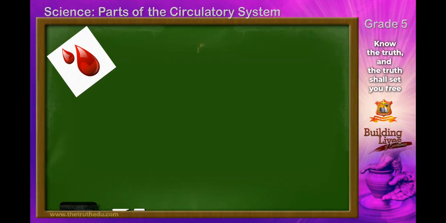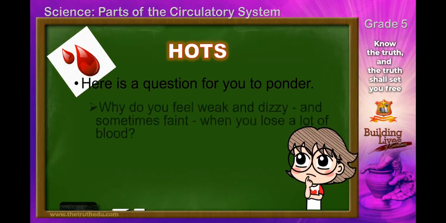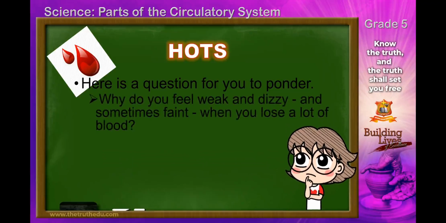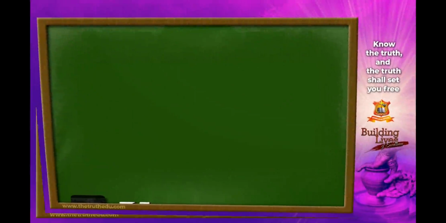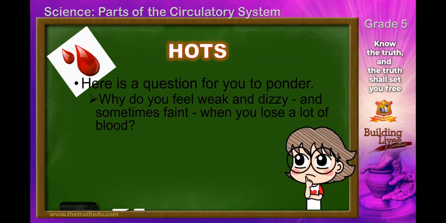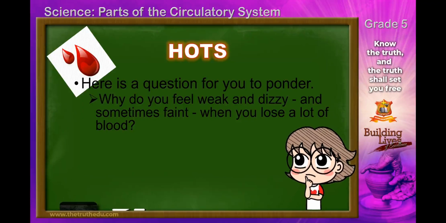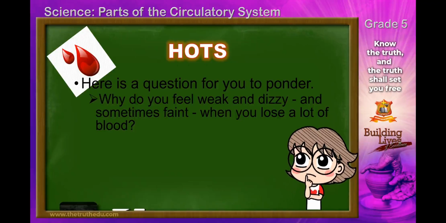Now for the HOTS. Here's the question again, only to ponder. Why do you feel weak and dizzy sometimes when you lose a lot of blood? When you get hurt or injured and you lose a lot of blood, you suddenly start feeling weak and dizzy and you feel like vomiting, and people faint when they lose a lot of blood. Why do you think that happens? They just lost blood, nothing else happened, right? Then why do they faint?